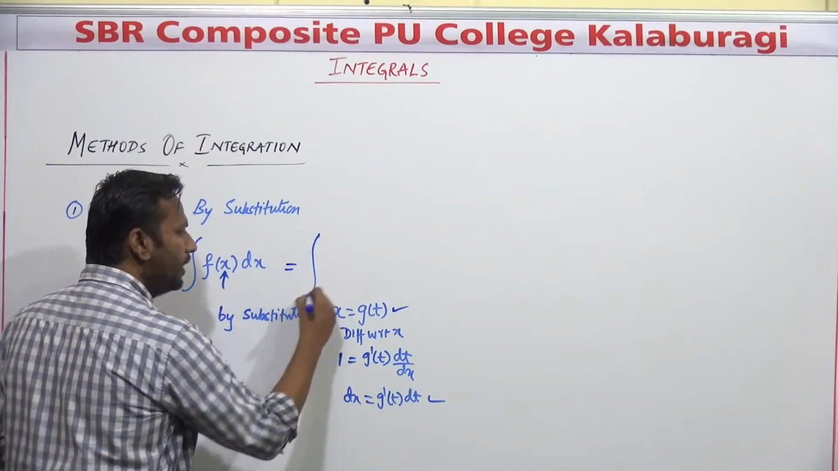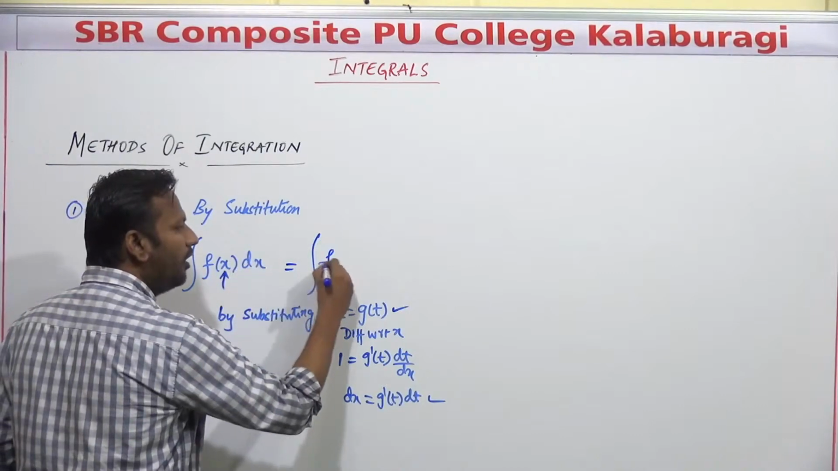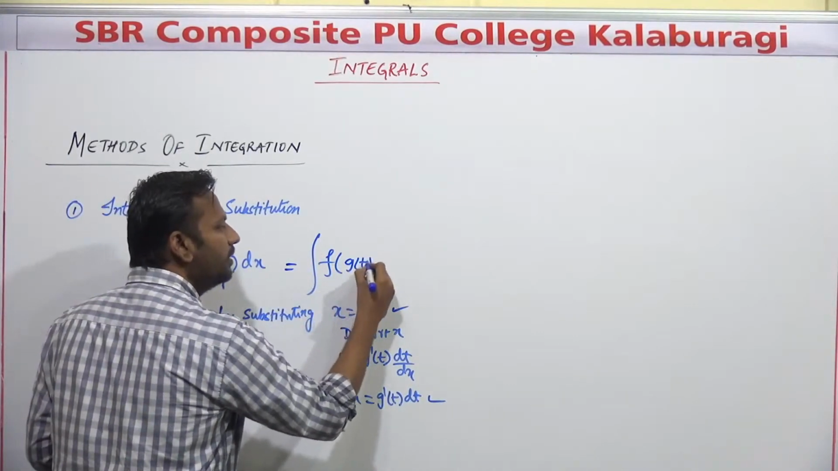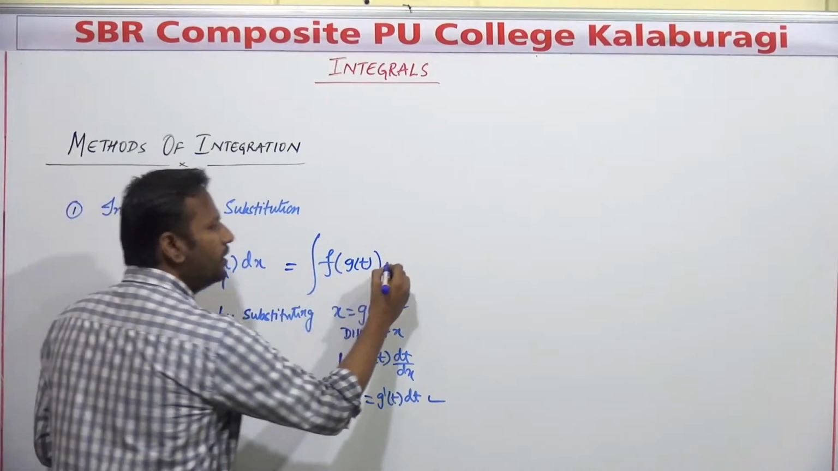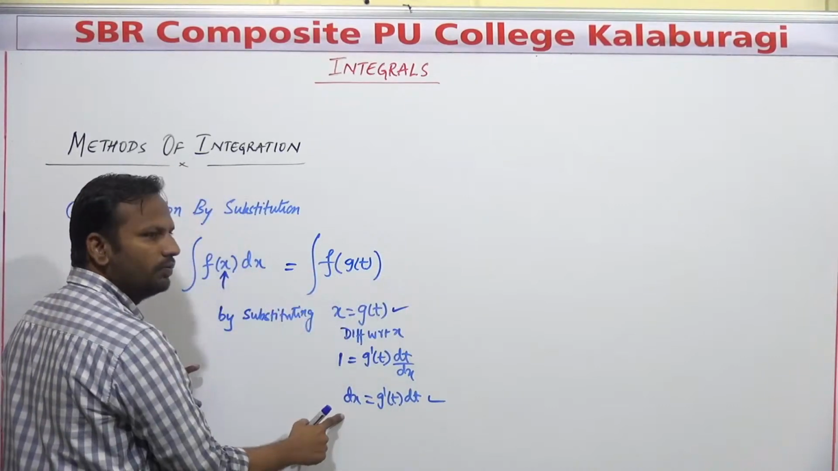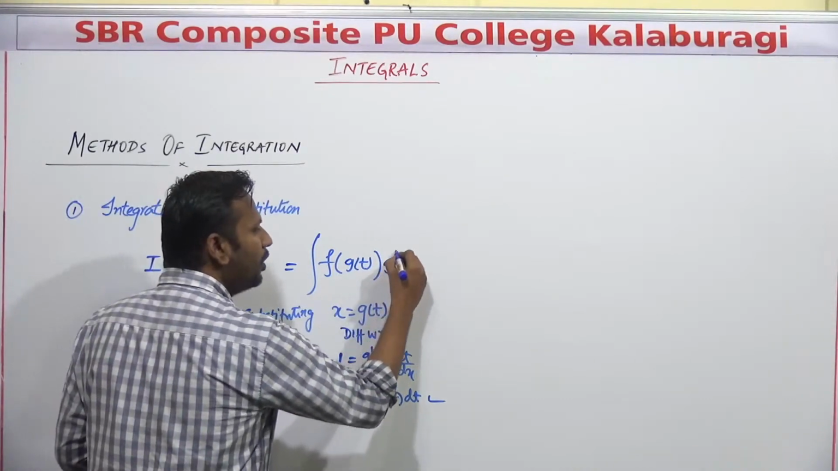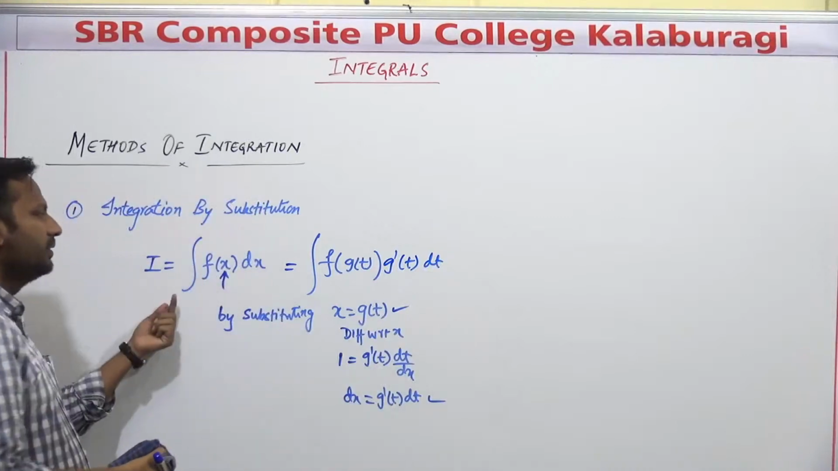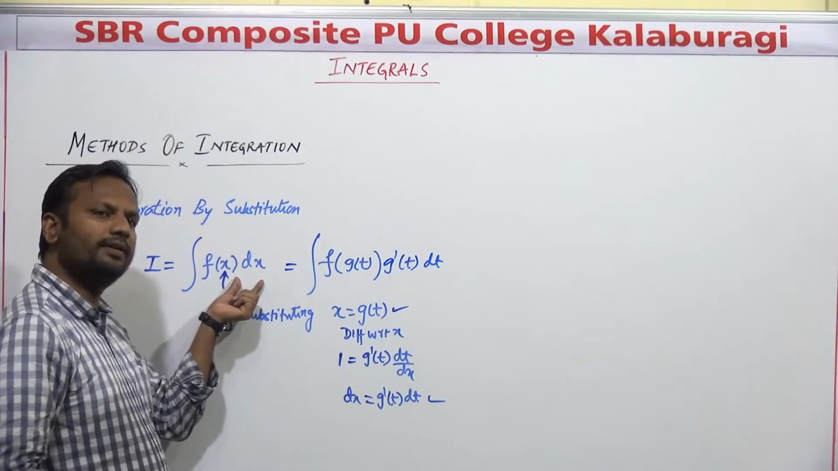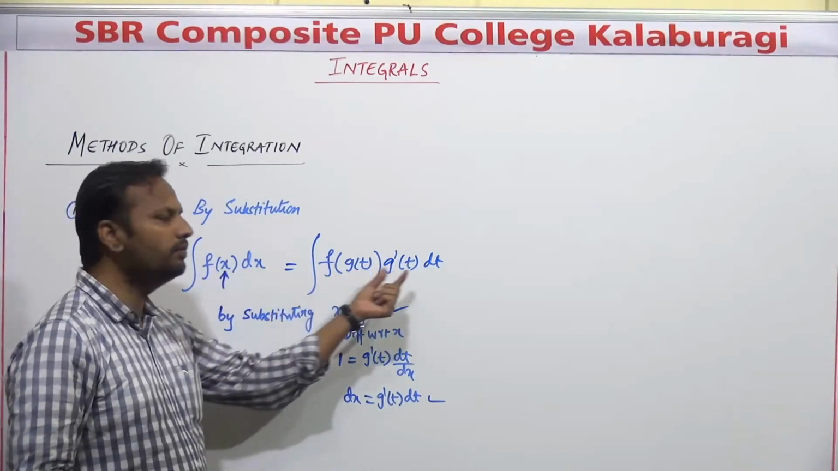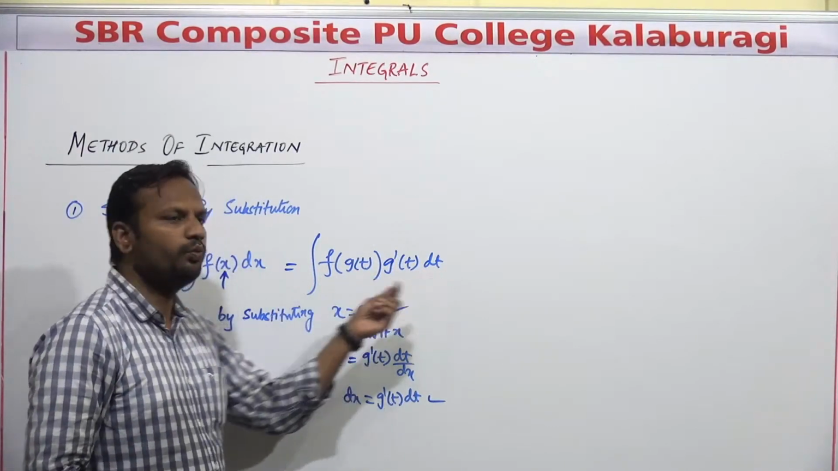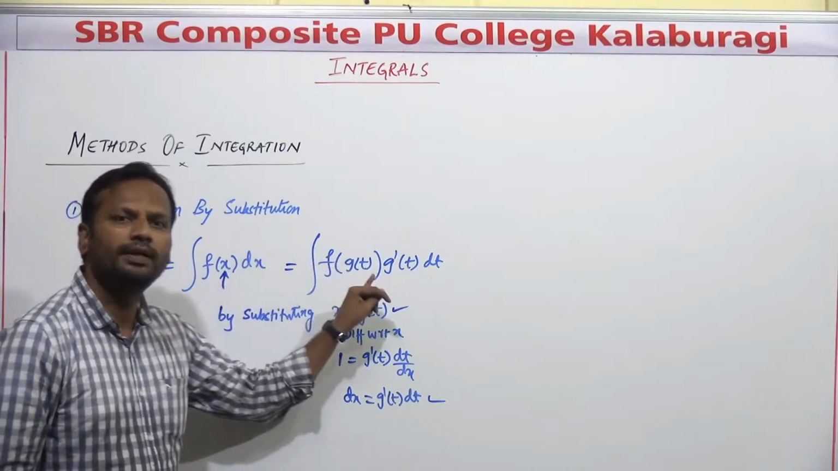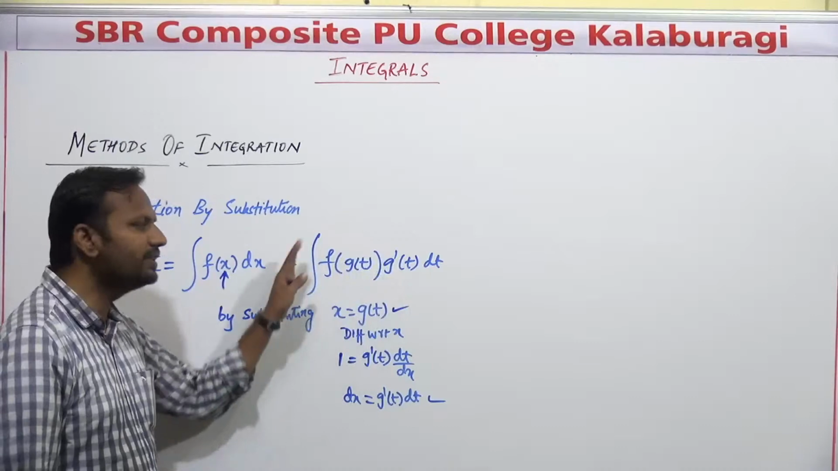What happens now? Integral of f of what I have substituted for x now? It has g of t. Now dx. What is dx now? It is g dash of t and dt. Previously the integral was with respect to x. Now it has become what? With respect to t. So we have changed the independent variable x to t.